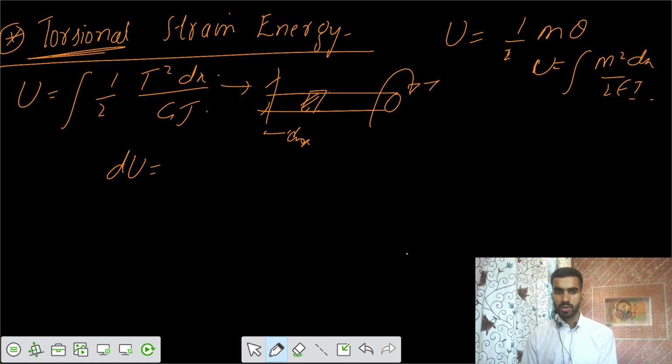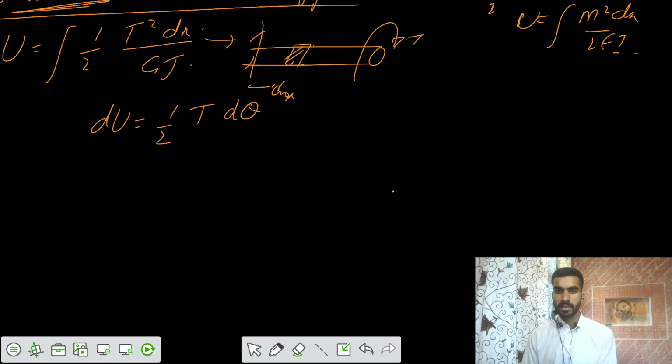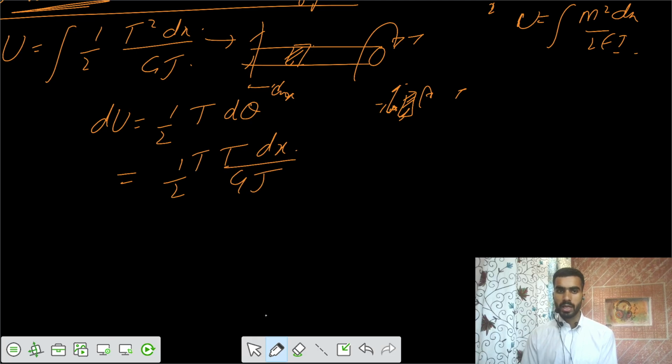I would say that equals 1 by 2 some torque T into some small value of dθ contributed by that dx strip. I would say that dθ would be equal to that torque you applied on this cross section. If you have a free body diagram, there will be some T and some T balancing. So I would write T times small dx by GJ, and we have one more T here, so I can get T squared dx by 2GJ.